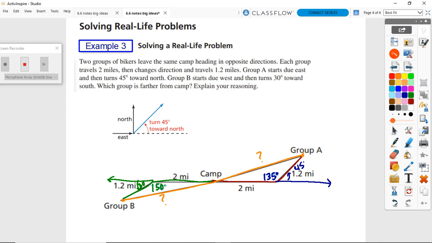And so think about it like this. When you start to turn, the greater that number is of your turn, so if it was like 180, you'd be heading all the way back to where you were starting from. So a 45-degree turn is going to have you closer to camp than a 30-degree turn. And essentially that's what this is depicting. So the 150 you're left with inside the triangle is going to create a greater third side than the 135 is pointing to. So the group that is further from camp is going to be group B.